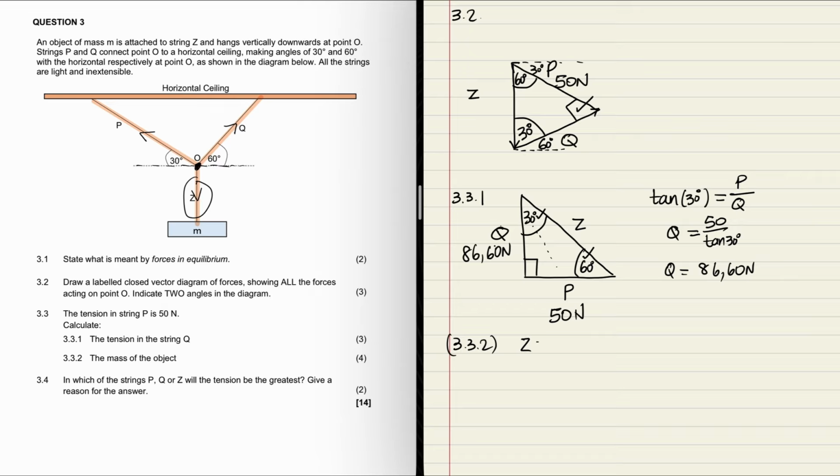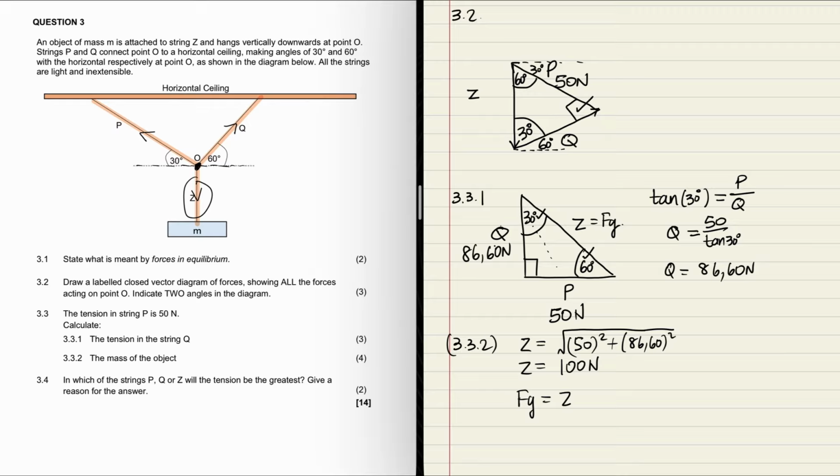So Z is going to equal the square root. Since it's the hypotenuse, it's going to be the sum of the other two sides squared. So 50 squared plus 86,60 squared. That means Z is going to equal 100 newtons. Now that is the force of gravity, so Fg is equal to Z.